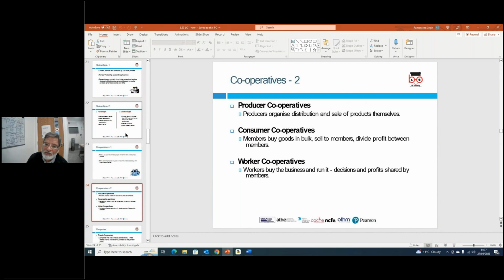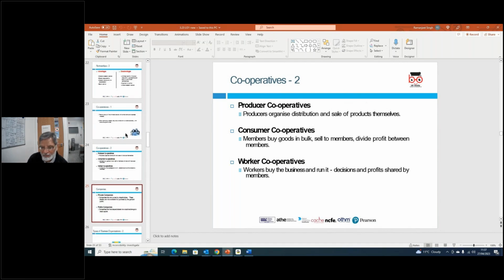So we have a lot of producer cooperatives. I think in Israel, like the kibbutz, they produce agricultural products, and they run them and sell goods and services, and they share the profit among themselves. These are producer cooperatives. And the cooperative services are like workers' and consumers' cooperatives.